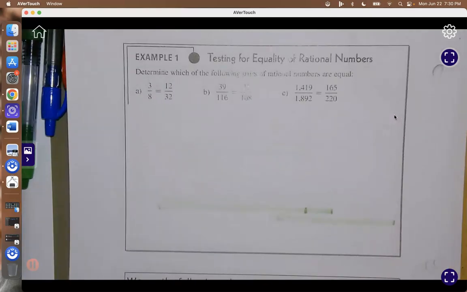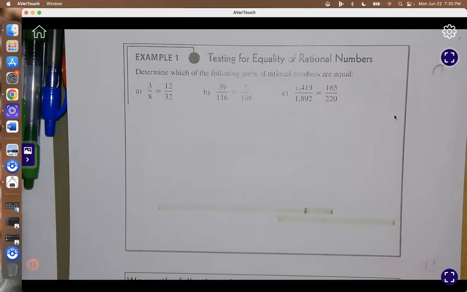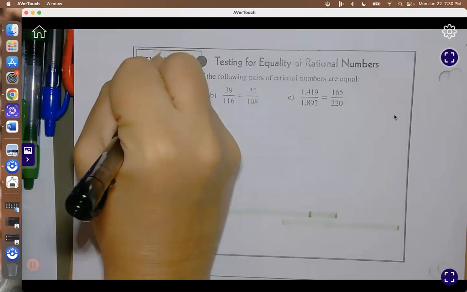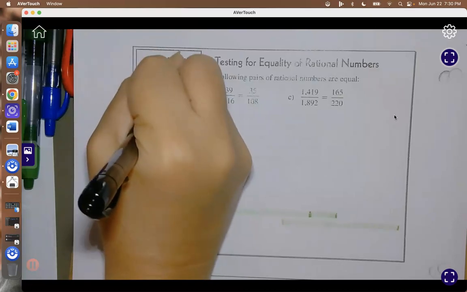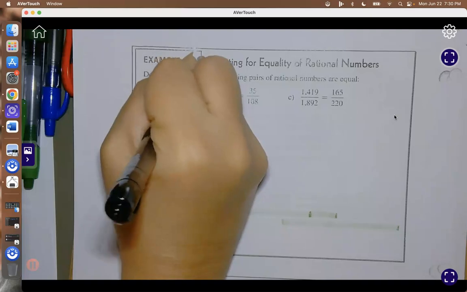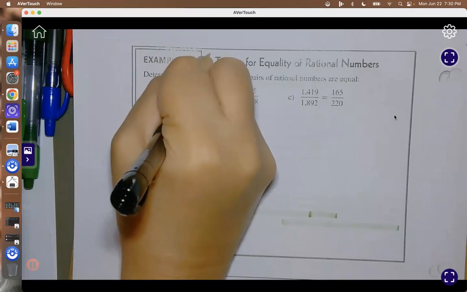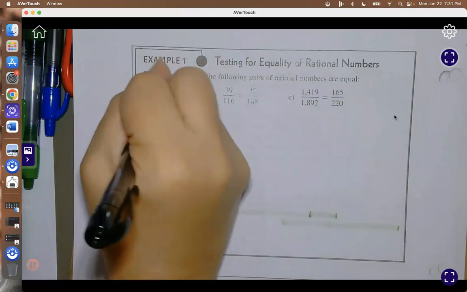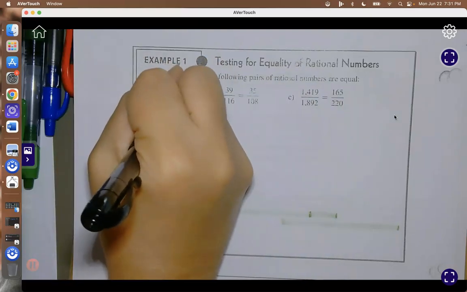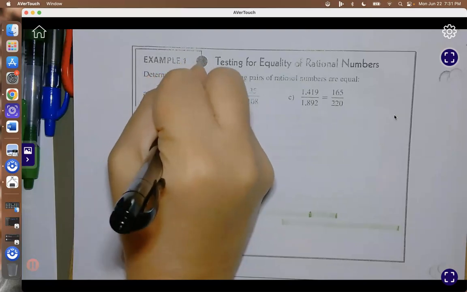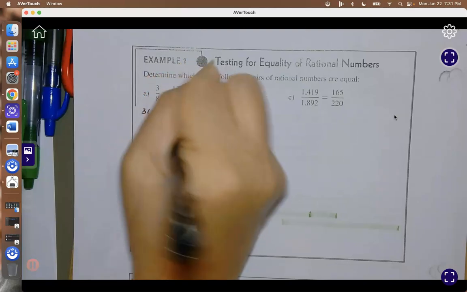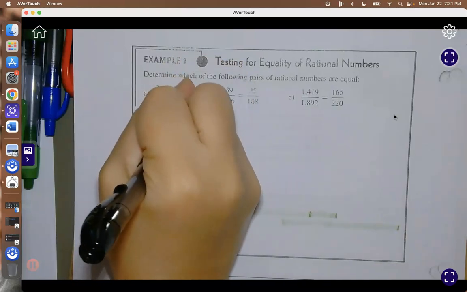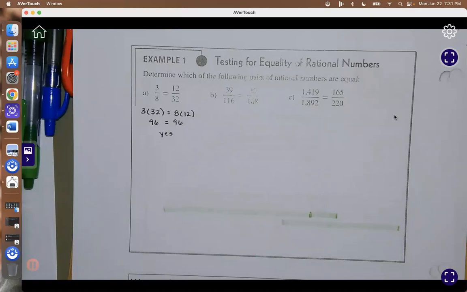Next, it says determine if these are equal. So we're going to cross multiply. We're doing 3 times 32, and we want that to be equal to 8 times 12. Well, 3 times 32, if you have your calculator handy, is 96. And 8 times 12 is also 96. So yes, these two are equal.